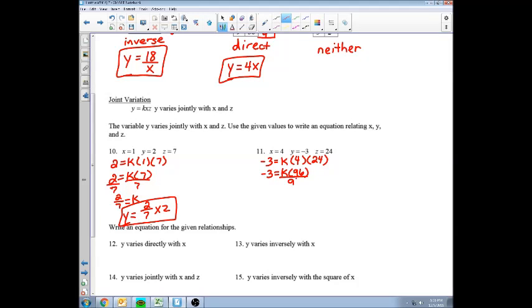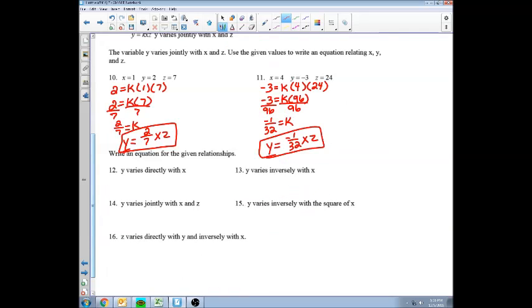Divide that by 96 on both sides. 96 and 3 are both divisible by the same number. It is 3. So if I simplify that, I'd end up with negative 1 over 32 is equal to k. So my formula then would be y equals negative 1 over 32 xz. So like I said, direct variation and joint variation are pretty close together. They're almost the same thing. We just have to add one more variable to it.